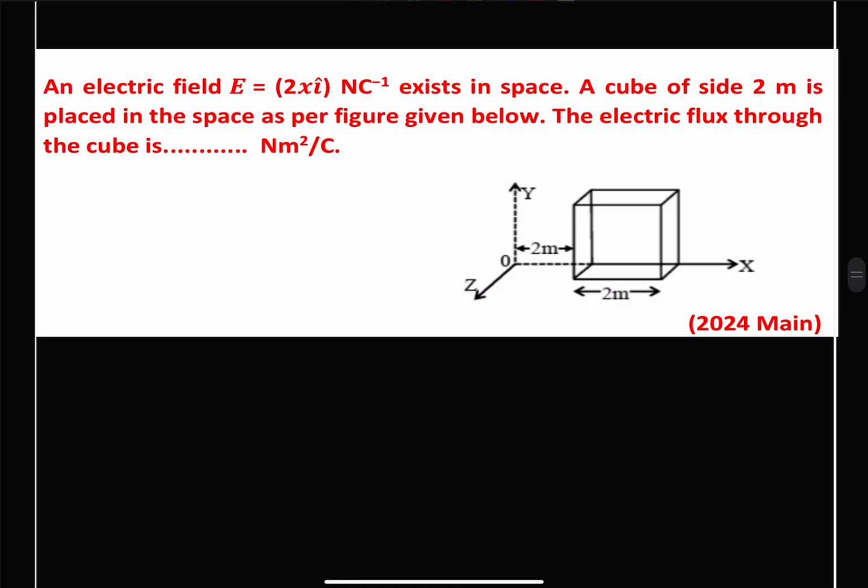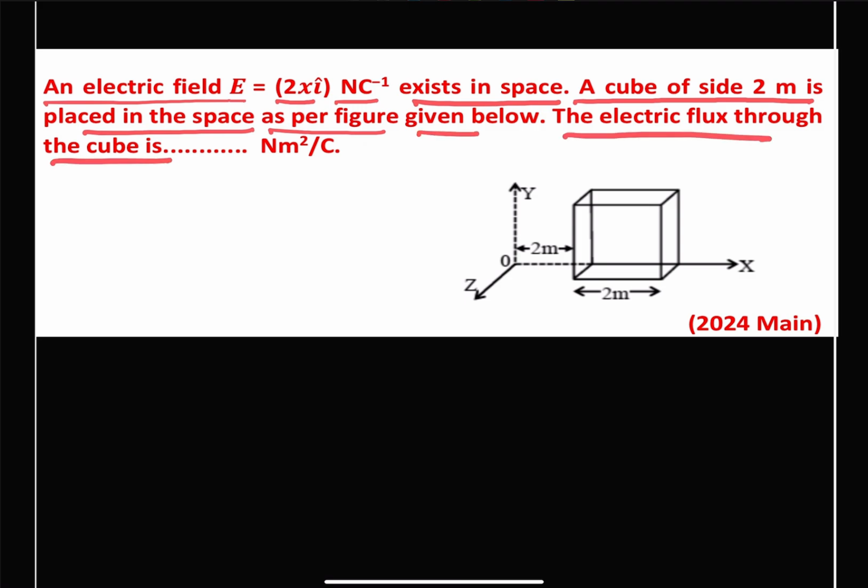Next question. It states that the electric field E is given as 2x i unit vector Newton per Coulomb exists in the space. A cube of side 2 meter is placed in the space as per figure given below. The electric flux through the cube is. Okay, so we have to find out the electric flux that is being generated by the electric field, which is governed by this equation 2x times i unit vector. I unit vector means it is towards the positive x-axis. That's the only significance of our electric field.